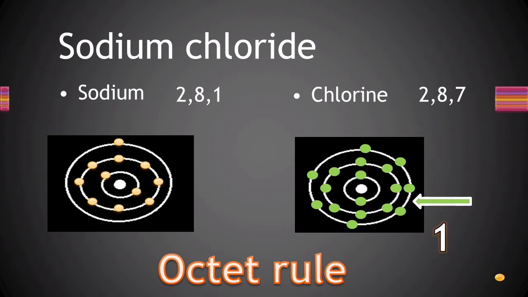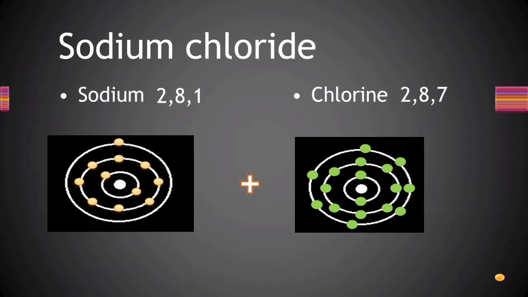Now think, sodium is ready to give 1 electron, chlorine is ready to accept 1 electron. So what will happen if these 2 atoms come close to each other? Yes, you thought it right. So when sodium and chlorine come close to each other, or when sodium and chlorine react with each other, sodium transfers its 1 valence electron to the outermost shell of chlorine.